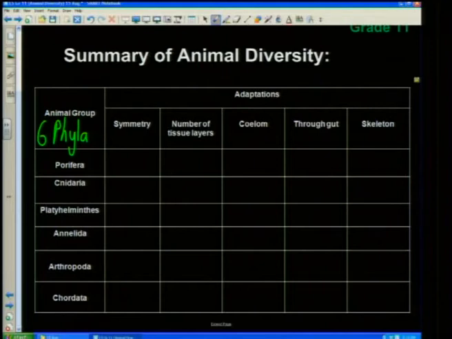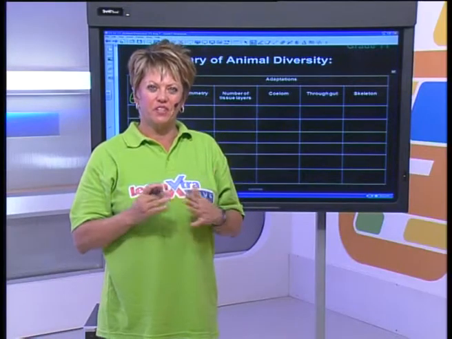Okay, in the first column, we're going to have the symmetry. Then we're going to have the number of tissue layers, whether there's a coelom or not, a through gut, and a skeleton. So I'm going to talk about each of these phyla. I'm going to talk about each of these aspects, see how many of these empty spaces you can fill in. And at the end, I'm going to give you the copy.